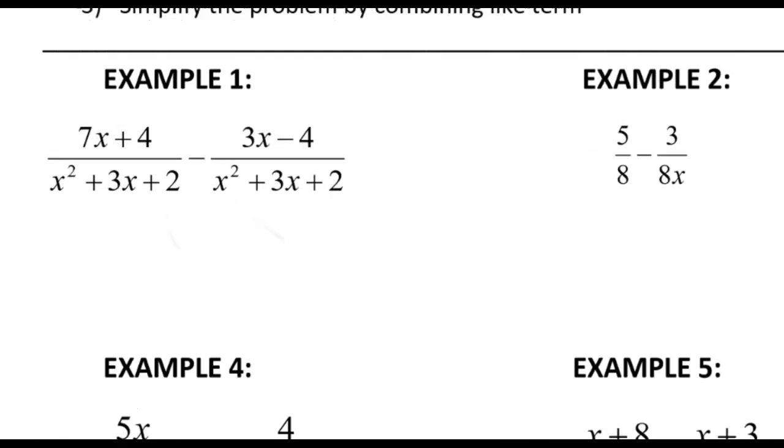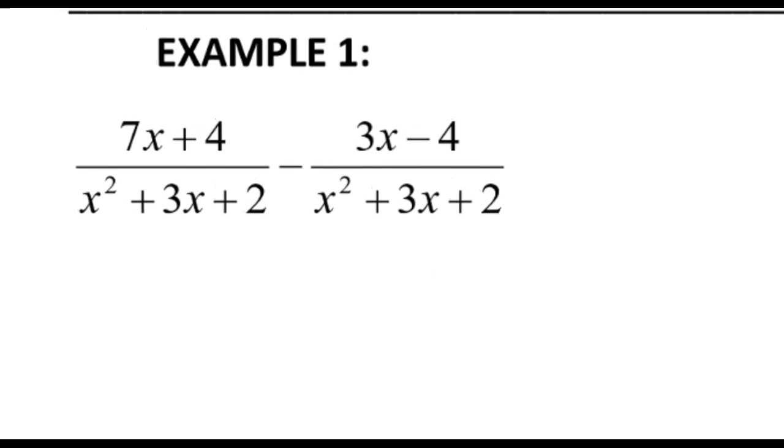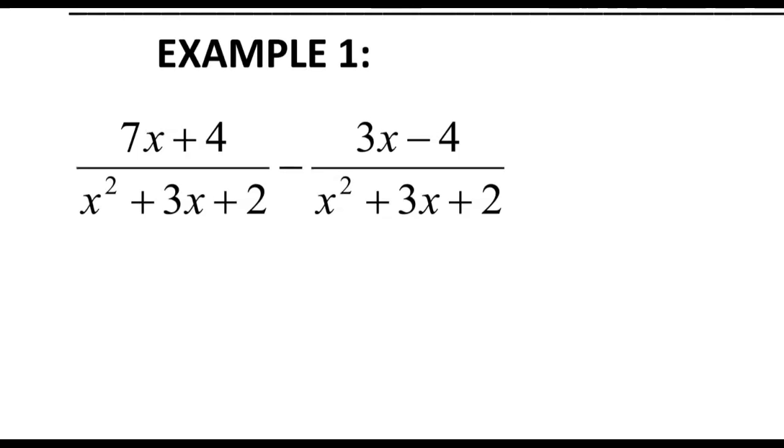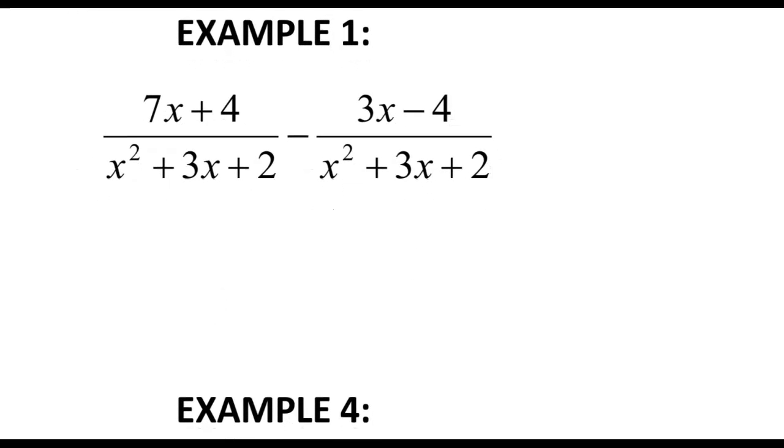So this is the easiest one, example number 1. What do you notice about these two? The denominator is the same. So what can we immediately do? We can immediately subtract. Now when we subtract here, we have to combine like terms.